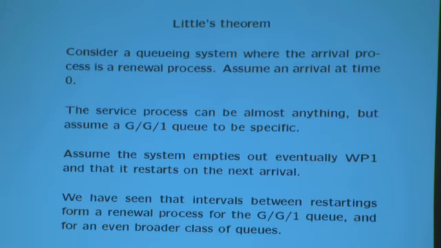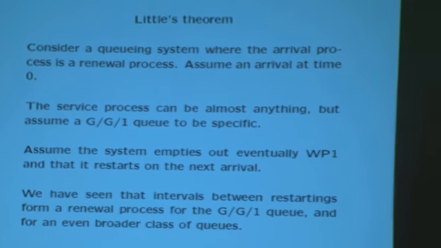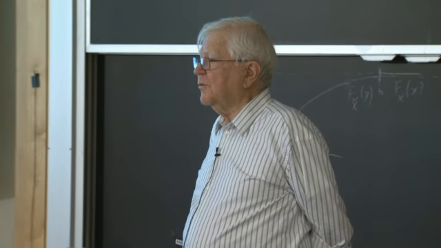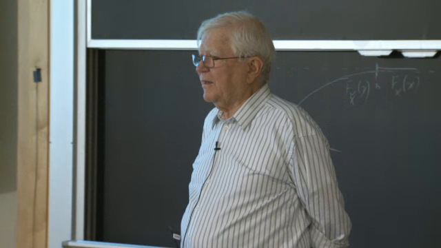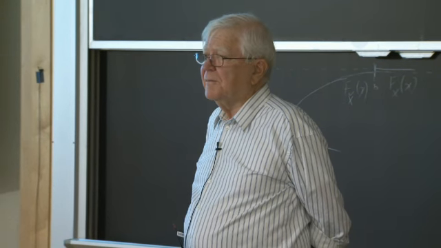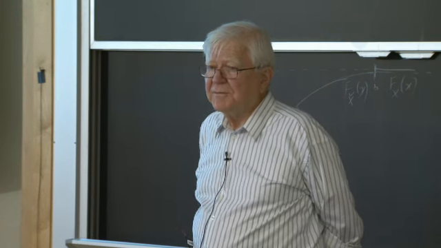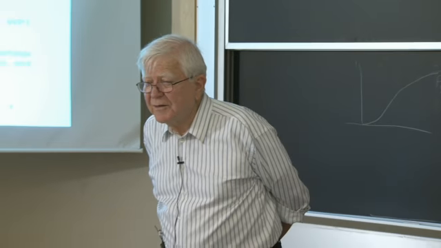Who can tell me when you don't get a renewal process when you have a G/G/1 queue? We sort of made an assumption here without talking at all about it. And what's that assumption? Starting with an empty queue.